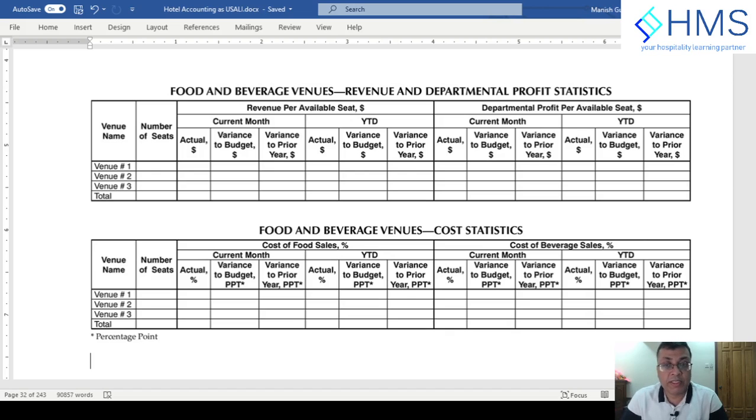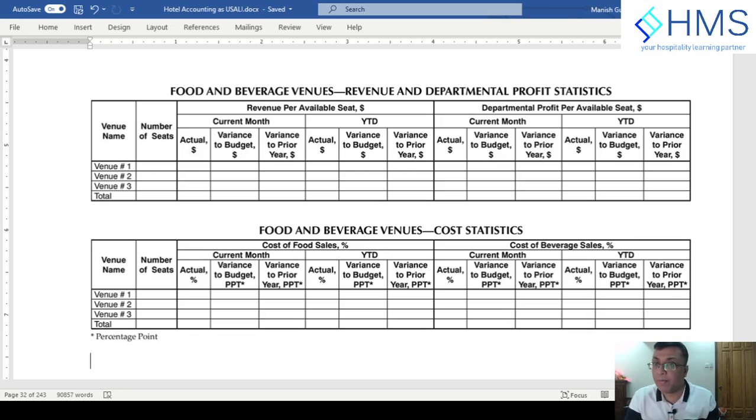So here you will see on the screen, you have to prepare venue 1, 2, 3, meaning you have to put the name of the outlet there, how many seats they have, the total number of seats available in the restaurant or the venue, and how much is the revenue per available seat. Revenue per available seat will be the total revenue divided by the number of seats in the restaurant. So you have to show the current month and the year to date, comparing with the previous year. That is revenue. And then you will also be looking at the departmental profit.